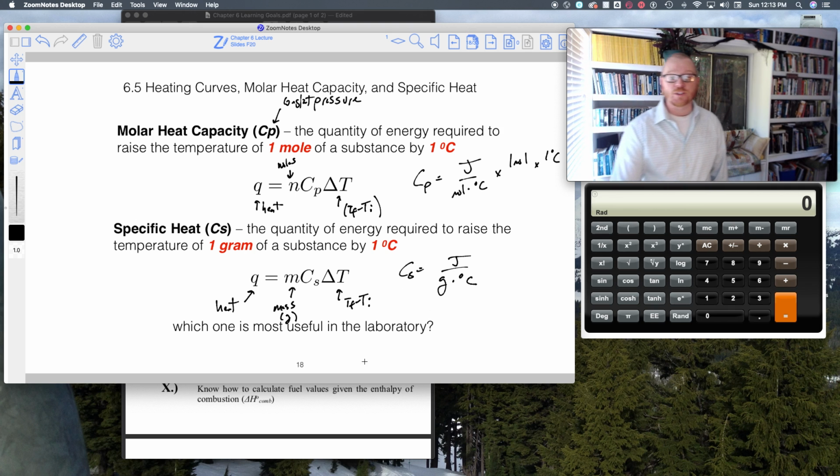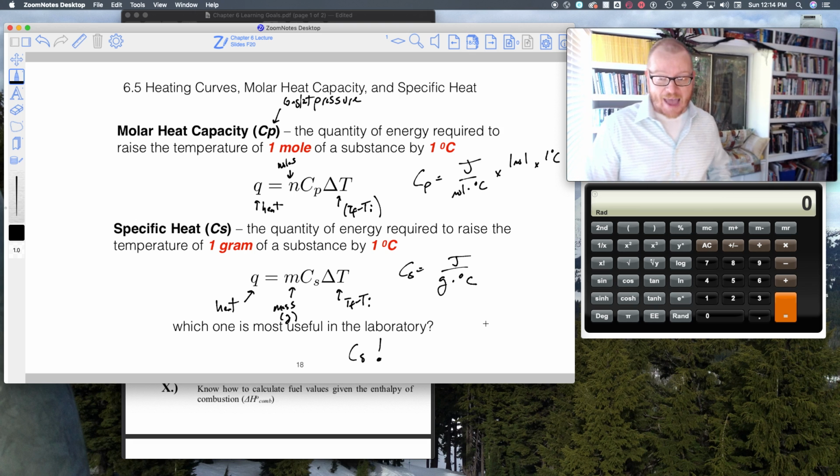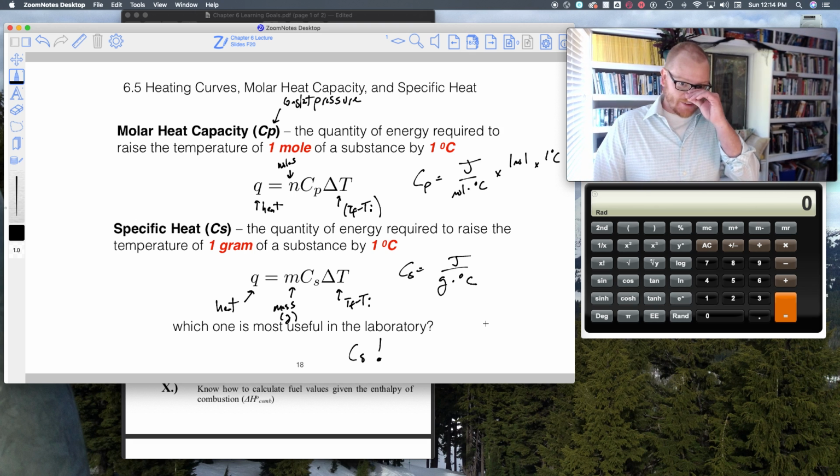And so as far as which one's most useful in the laboratory, definitely CS, because we don't have a mole-o-meter, right? We have a balance. We have a mass balance, something that gives us the grams of material, not the moles of material. So we use CS far more in the laboratory, but we should note that CP and CS can be interconverted to each other quite easily.